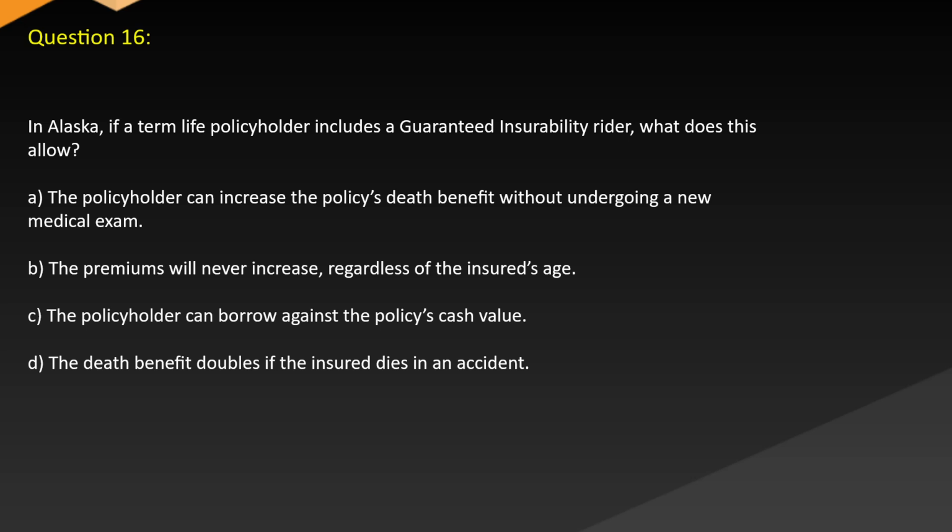Question 16. In Alaska, if a term life policyholder includes a guaranteed insurability rider, what does this allow? A. The policyholder can increase the policy's death benefit without undergoing a new medical exam. B. The premiums will never increase, regardless of the insured's age. C. The policyholder can borrow against the policy's cash value. D. The death benefit doubles if the insured dies in an accident.